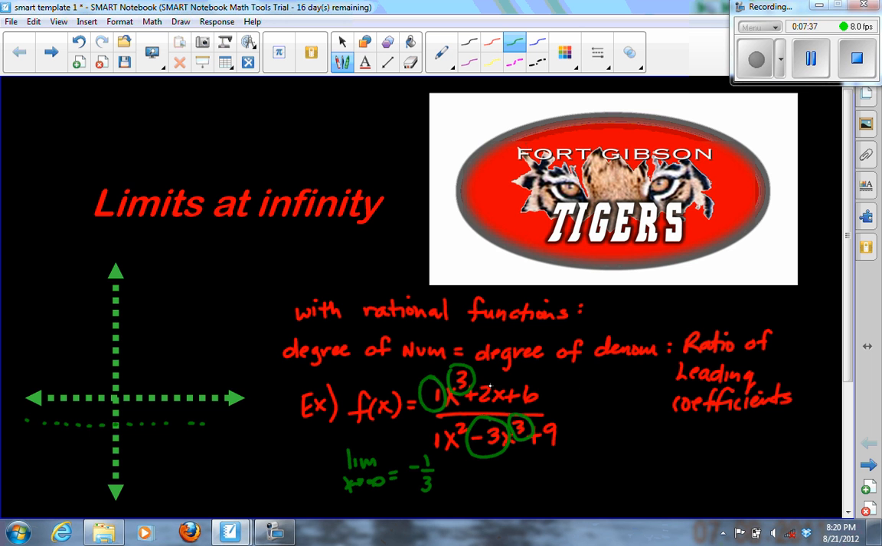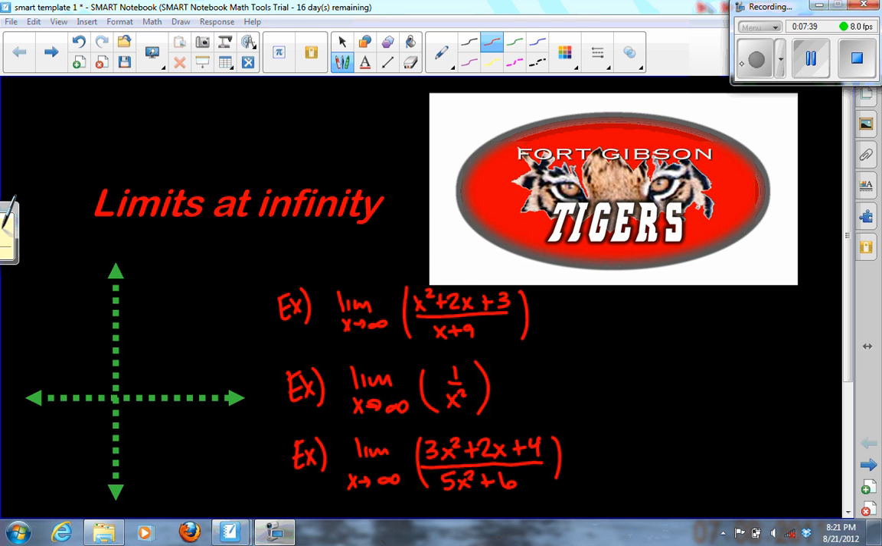So I'm going to pause this and put up some examples. And here's 3 examples, and you could pause your screen, work these yourself, and see if you get the right answer, and then unpause it and watch me work it. So remember the 3 rules we talked about. When the top's bigger than the bottom, your limit is going to be infinity. When the bottom's bigger than the top, your limit's going to be 0, and when the bottom and the top are equal in degree, your limit will be the ratio of the leading coefficients.